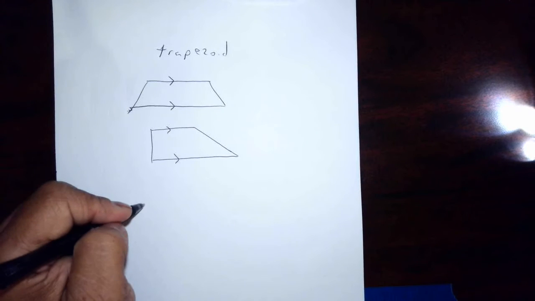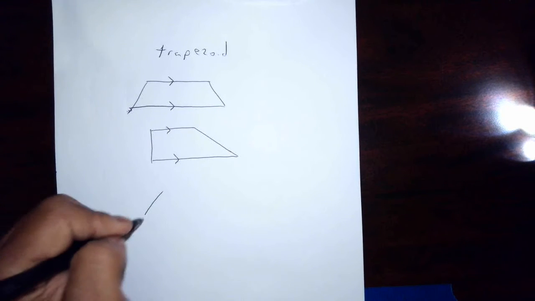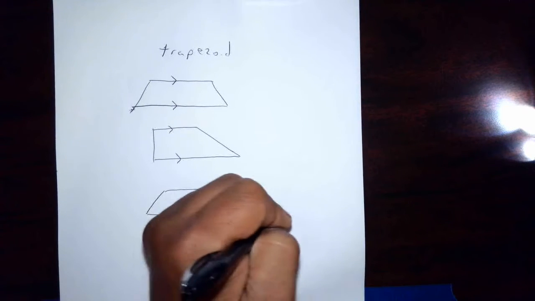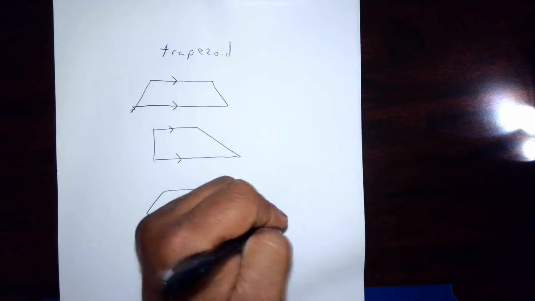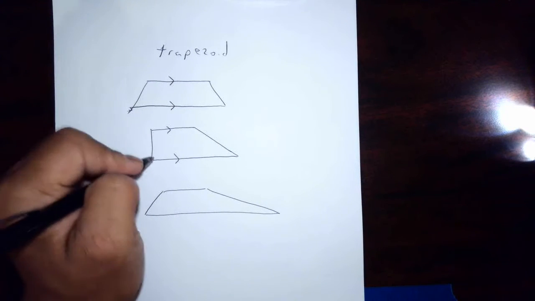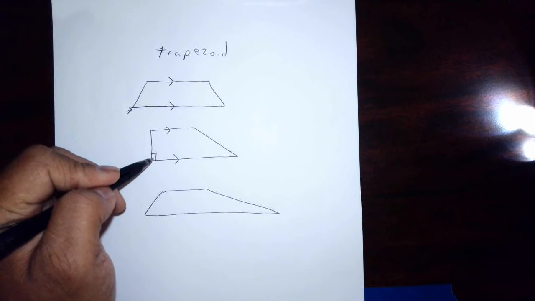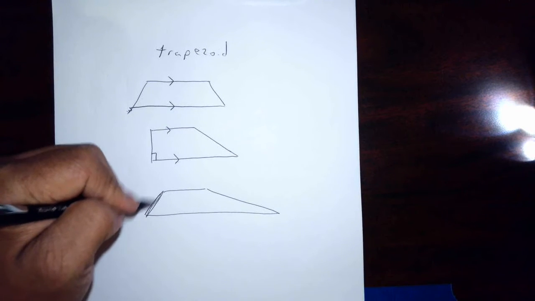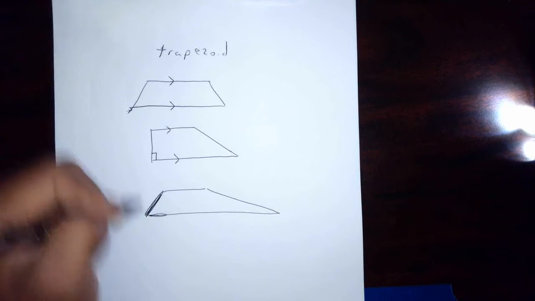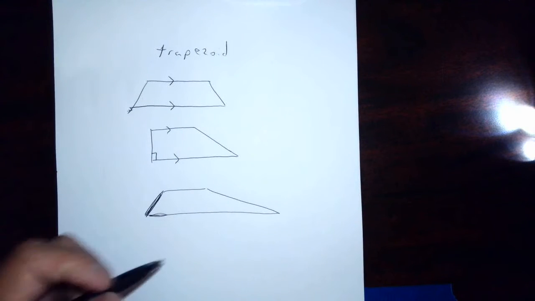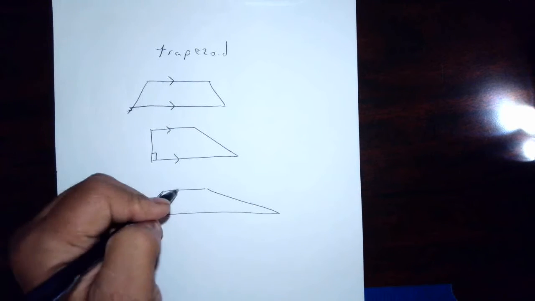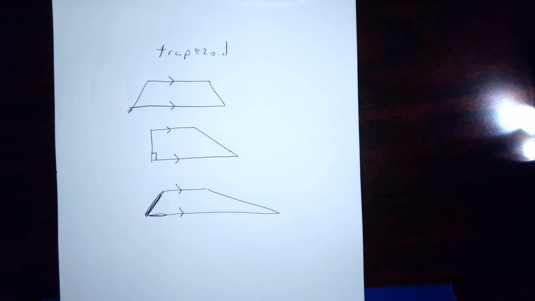You can also have this one. Hopefully I can do it to where it's extremely exaggerated. There you go. See this one? It has a right angle right there. That's a right trapezoid. Okay? These two look somewhat the same. This is not a right angle right here. Neither is this. No right angles. But on this, none of them are congruent. Okay? However, you do have one pair of parallel sides.